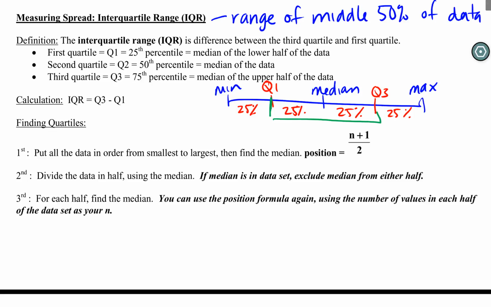Anyways, where was I? Oh, yes. So the range from our Q1 to our Q3, this is what our IQR is, this distance. The range would have been the entire distance from your max to your min.